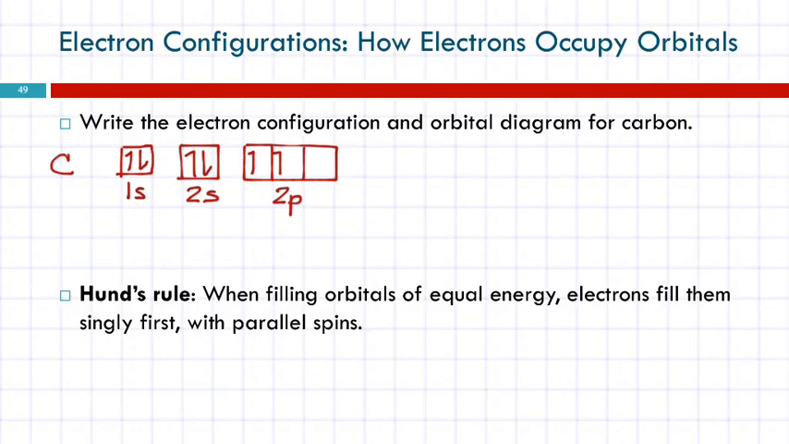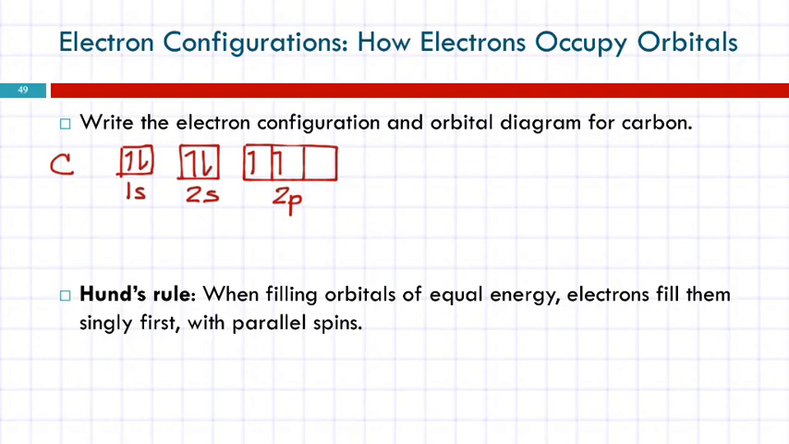So that's an illustration of Hund's rule. When we're filling orbitals of equal energy, electrons fill them singly first with parallel spins. So here we have 3 orbitals that are the same energy. We have 3 beds in the same room. You're going to pay the same amount of money regardless of which bed you sleep in, right? So the electrons are going to take their own orbitals if they can.